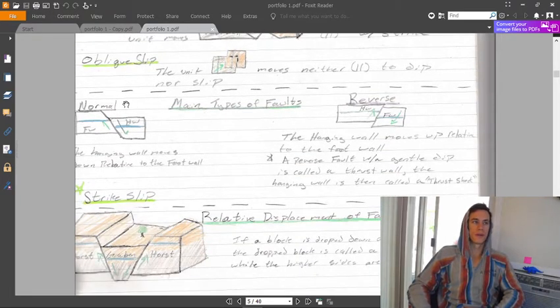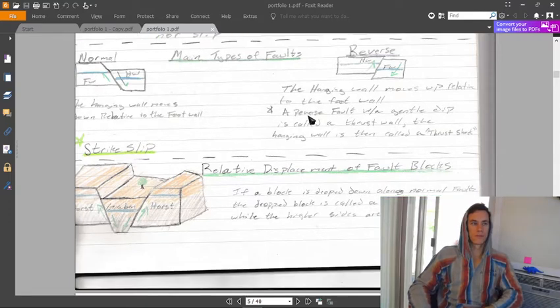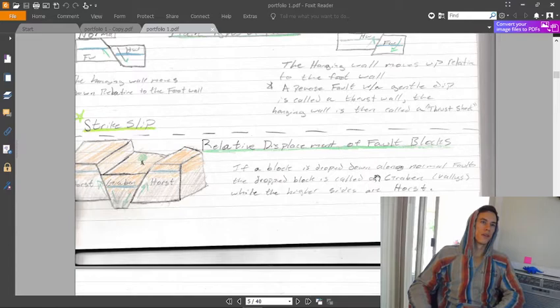And here's what I was talking about earlier, the normal faults and reverse faults. In a normal fault the hanging wall moves down relative to the foot wall, and in a reverse fault the hanging wall moves up in relation to the foot wall. Relative displacement fault blocks: if a block is dropped down along a normal fault, the dropped block is called a graben, while the higher sides are horsts.